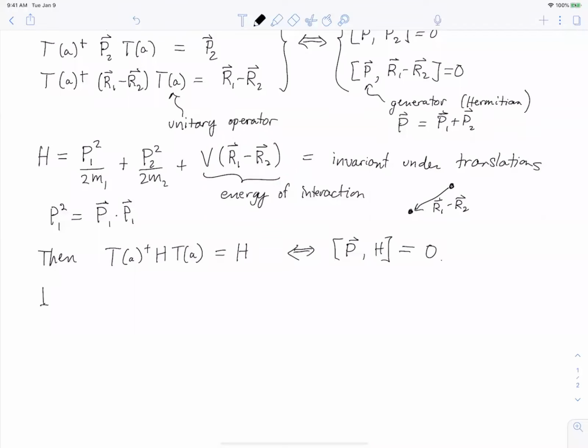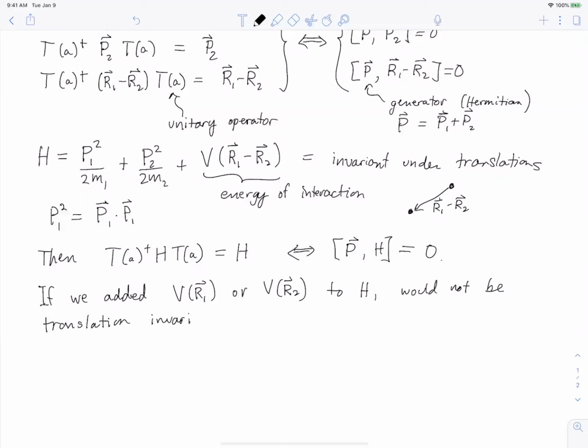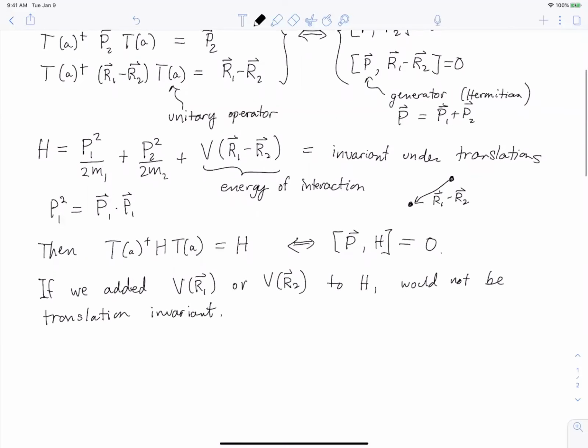So if we added, and there's nothing wrong with doing this, a potential that only depended on the position of particle 1, or a potential that only depended on the position of particle 2 to the Hamiltonian, it would not be translation invariant. That would mean, among other things, that we could not find simultaneous eigenstates of the total momentum and the Hamiltonian.